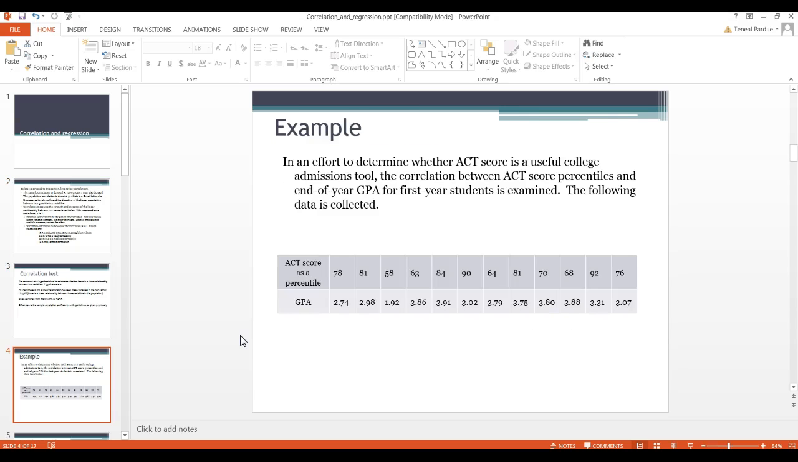Okay, so let's do an example. Let's look at whether there's a relationship between somebody's ACT score and their end-of-year GPA after their first year of college. The ACT scores are given as percentiles, and GPAs are on the standard 4-point scale. And as with most of this data, I just made it up, so I don't know if this reflects reality or not.